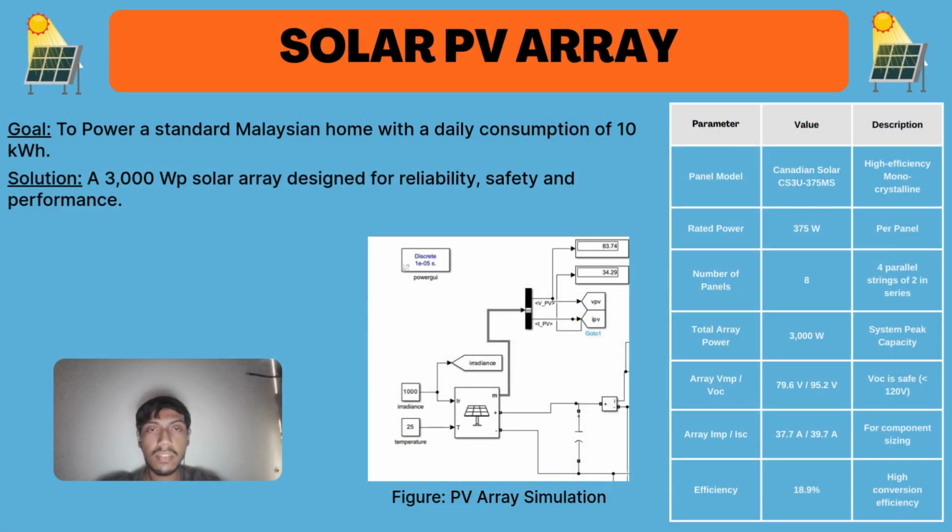Our goal for this project is to power the standard Malaysian household, consuming about 10 kilowatt hours per day. For this, we built a 3000 watt peak solar array. This array consists of 8 high efficiency monocrystalline panels. These panels are configured in 4 parallel strings of 2 panels in series. This gives us a safe open circuit voltage of 95.2 volts, which is under the 120 volt Malaysian standard, and the array current is 37.7 amps, which is for component sizing.